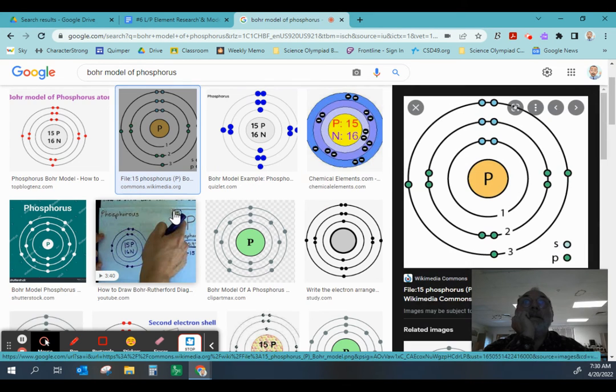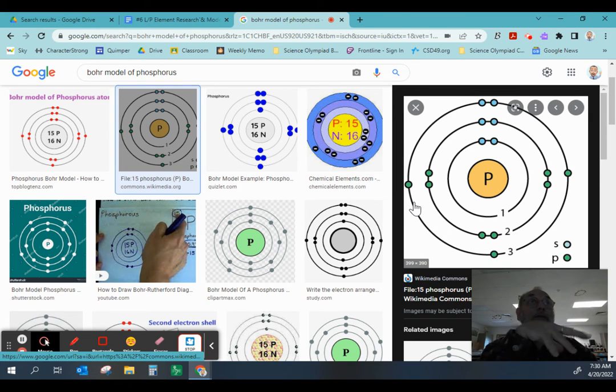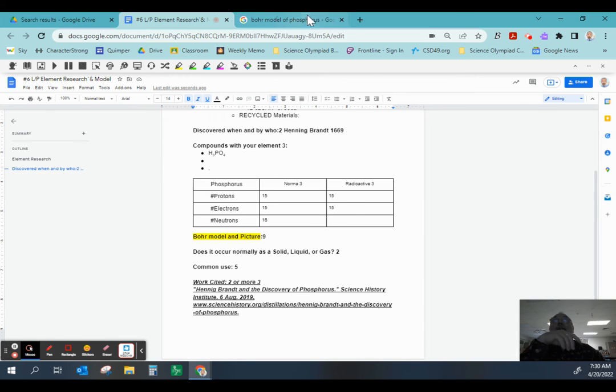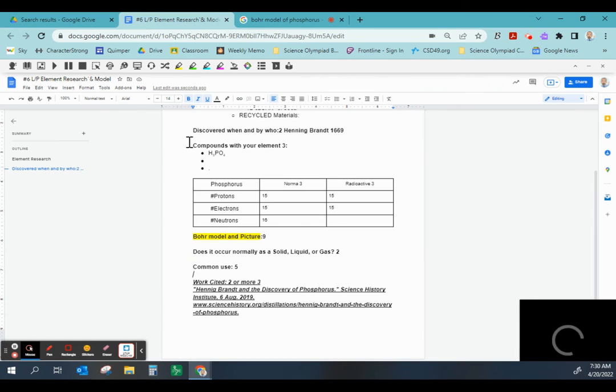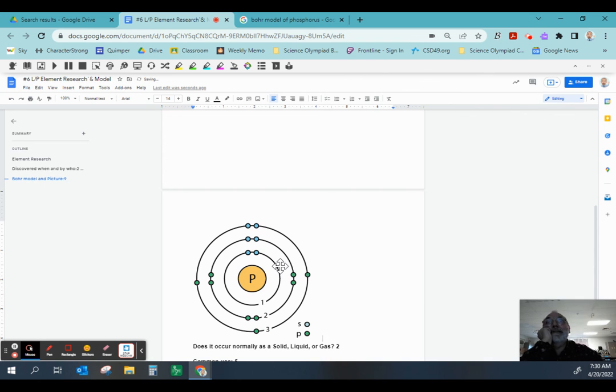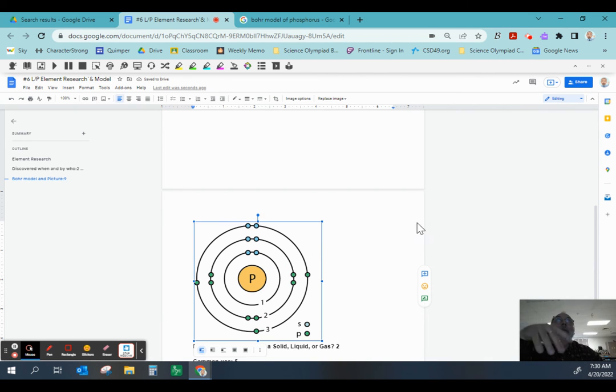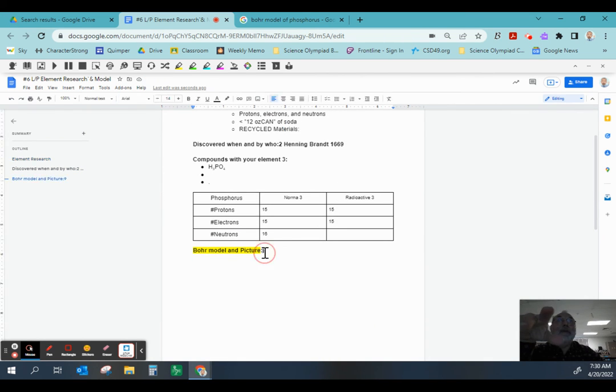Now the thing that's special about this is you see the number of rings. This has 3 total rings. So you want to make sure that you put the numbers in the right way. There's 2 on the first ring, 8 on the second, and then there's 5 on the outer one. So here you go. You just copy the picture, and you want to give it credit. Done. That's how hard this is. Now, that's going to give you all your points except for where it says Bohr model and picture.